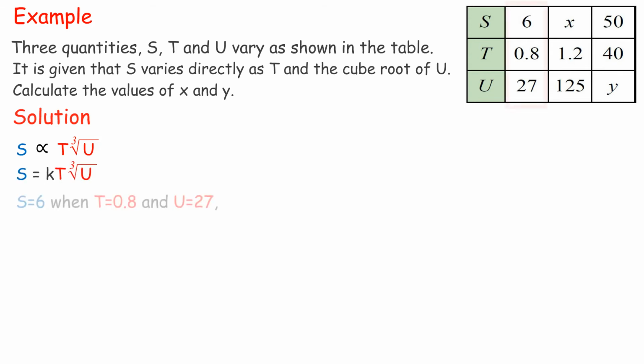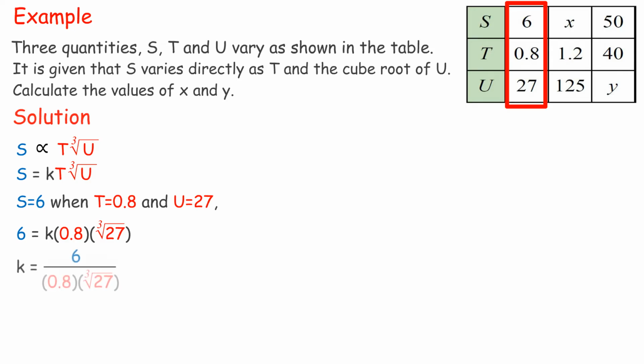s equals 6 when t equals 0.8 and u equals 27. Substitute the values into the equation to find the constant k. 6 equals k times 0.8 and cube root of 27. k equals 6 divided by 0.8 times cube root of 27, equals 2.5. Hence, s equals 2.5 t and cube root of u.